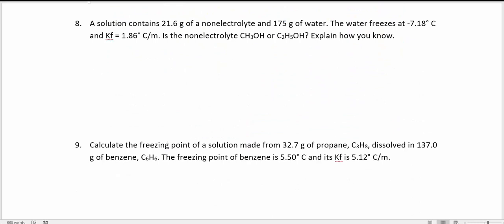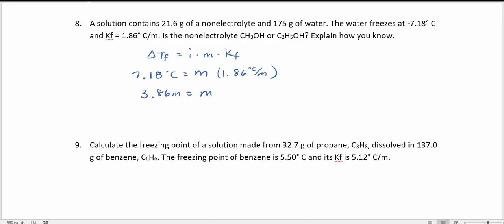Number 8, a solution contains 21.6 grams of a non-electrolyte and 175 grams of water. If the water freezes at this temperature with a Kf of this value, which is the non-electrolyte? Well, we're going to back calculate. So our change in freezing point is equal to i m Kf. We need to fill in what we know and then solve for what we don't. We're told it's a non-electrolyte, so i is 1. We do not know the molality of the solution, but we do know the Kf.